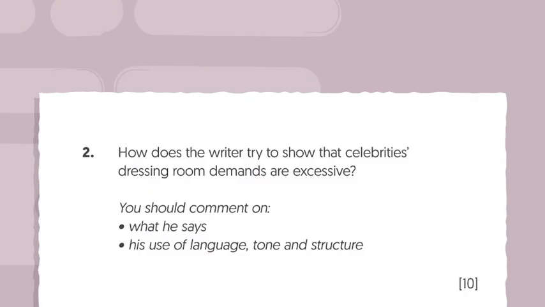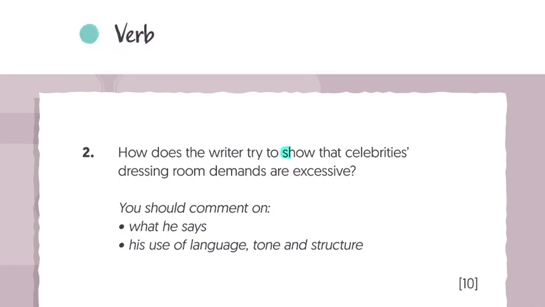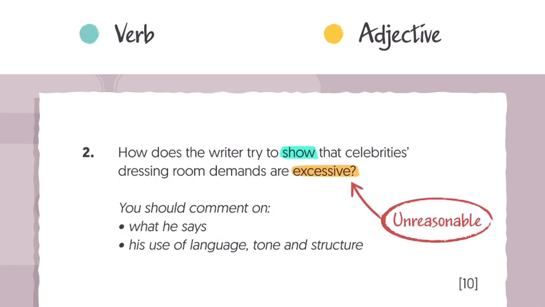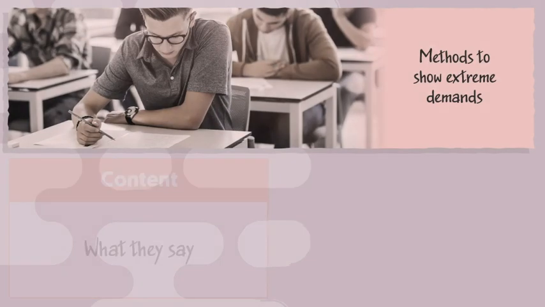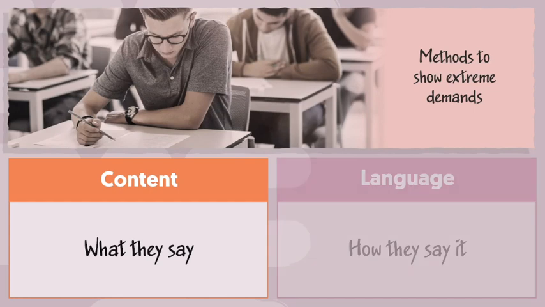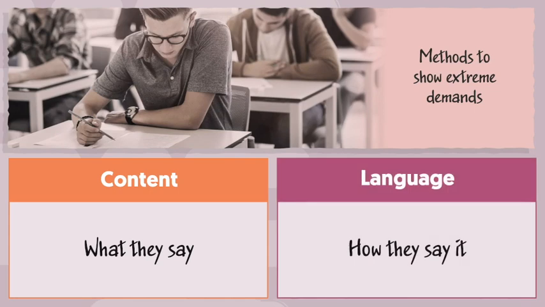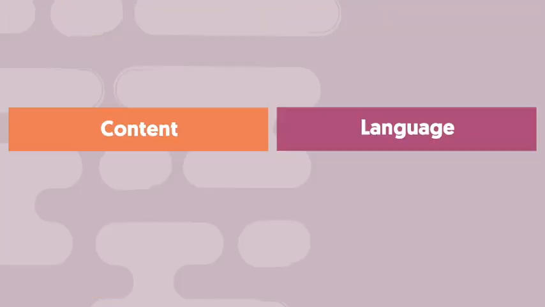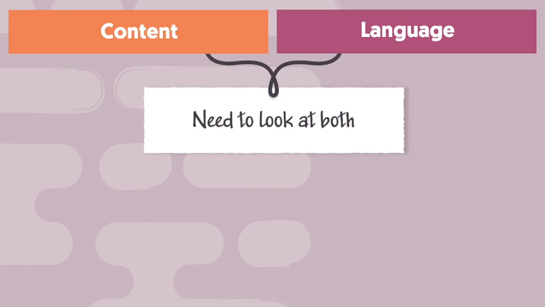Let's take an example. How does the writer try to show that celebrities' dressing room demands are excessive? The verb in this question is show, and the adjective is excessive, meaning over the top or unreasonable. So as you read through the extract, you'll be looking for any methods the writer uses to show extreme demands. This can either be through what they say, which we also call the content, or through language, basically how they say it. But you need to look at both if you want to achieve the top bands.